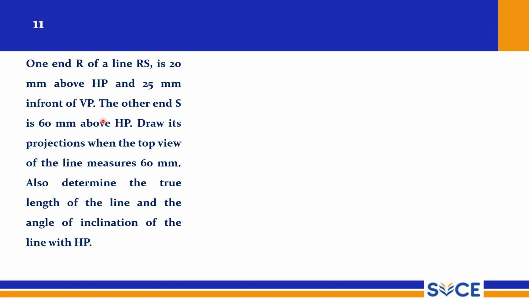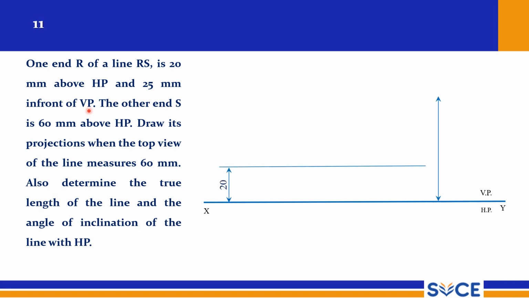First you mark the R point. That is 20 mm above HP and 25 mm in front of VP. So that is the first point. The other end is 60 mm above HP. So at 20 mm you draw a thin line, and at 60 mm also you draw a thin line.